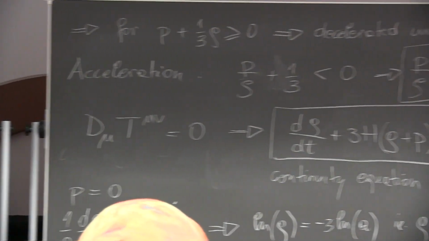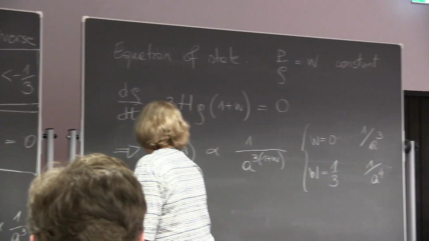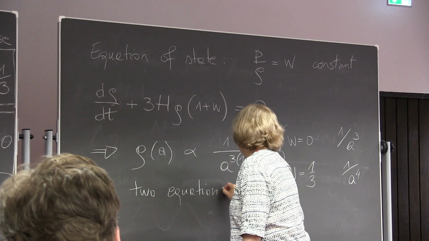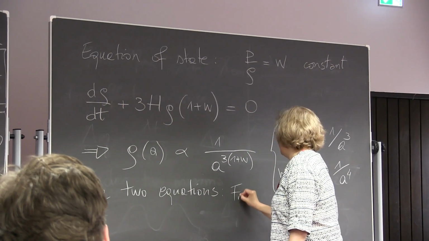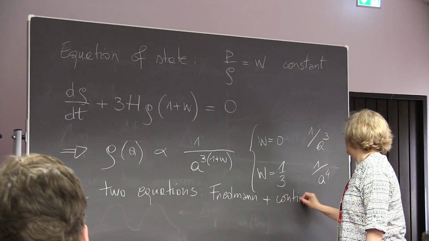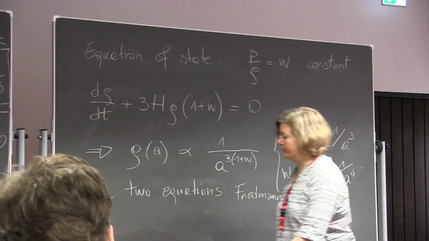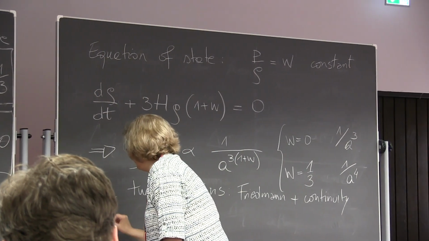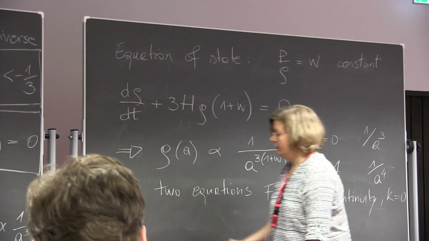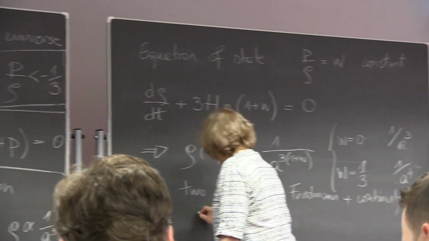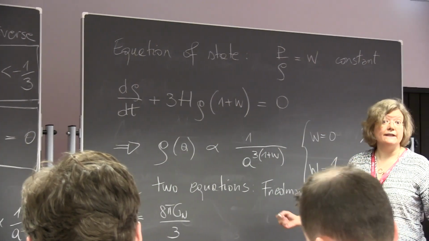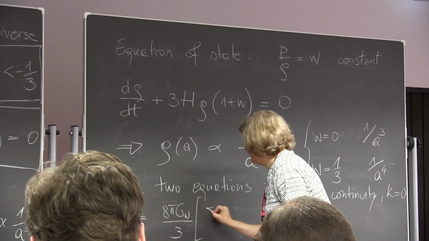So solve the two equations. You get the Friedmann equation plus the continuity equation. And what you obtain is, as I said, H squared for k equal to 0. So I will drop the curvature. You have that this is exactly as written there, 8 pi G_N divided by 3, and then the sum over all densities.